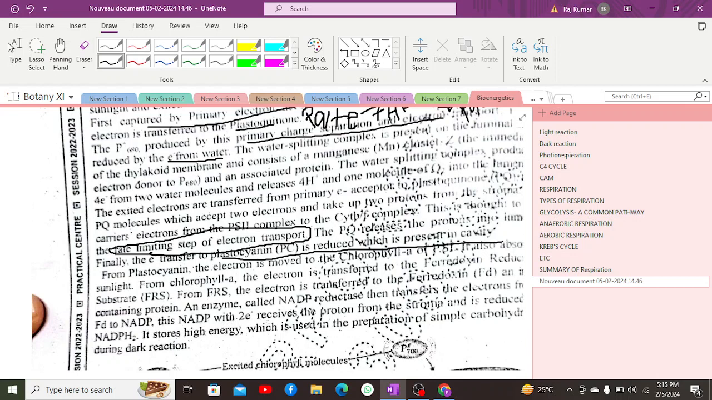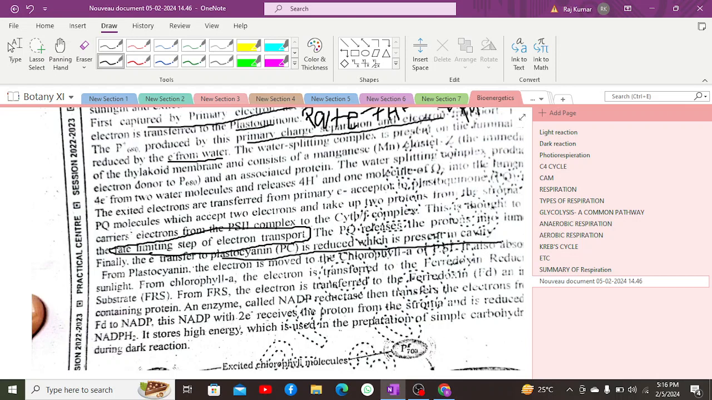The electron which is lost by the photosystem 1 will now be accepted by the primary electron acceptor of the photosystem 1, which is known as chlorophyll A naught, a modified chlorophyll A. It also absorbs sunlight from the chlorophyll A. From chlorophyll A naught, the electron is transferred to the ferredoxin, which is iron containing, and to ferredoxin reducing substrate.